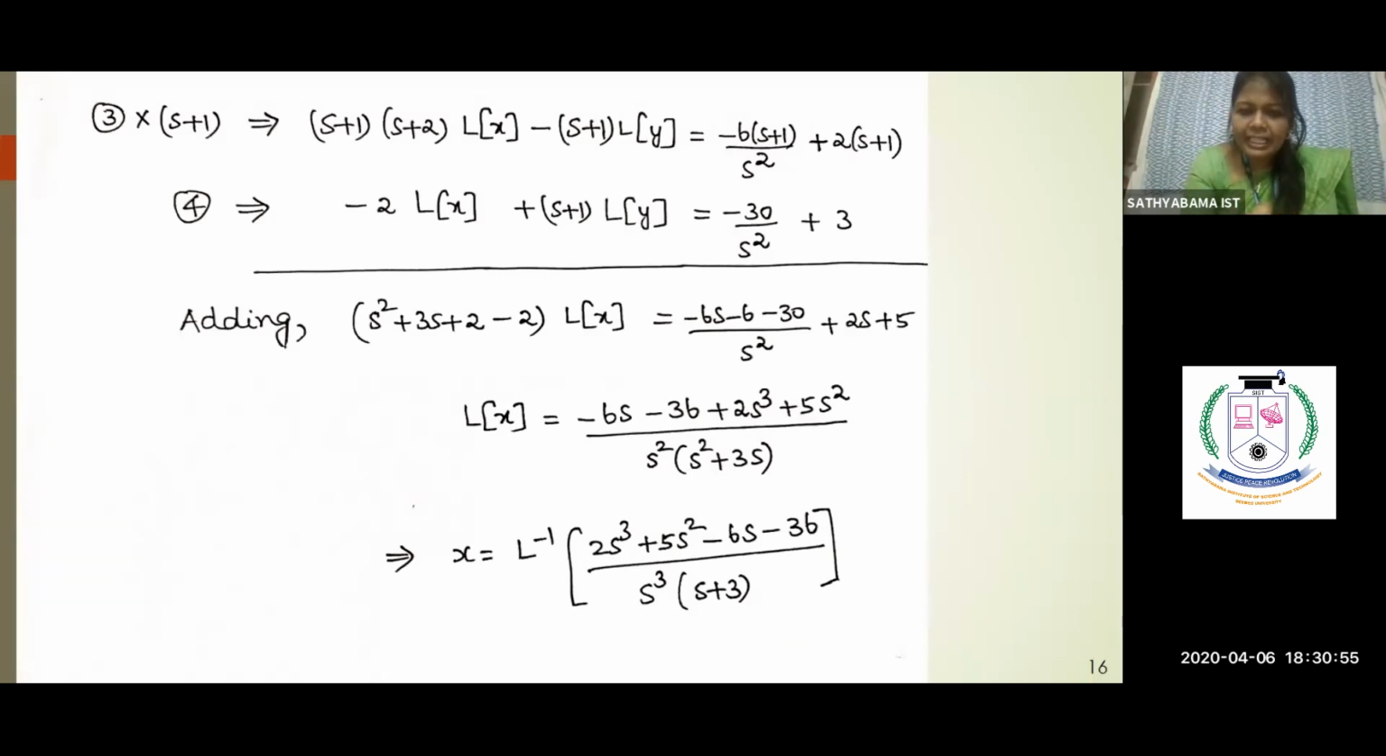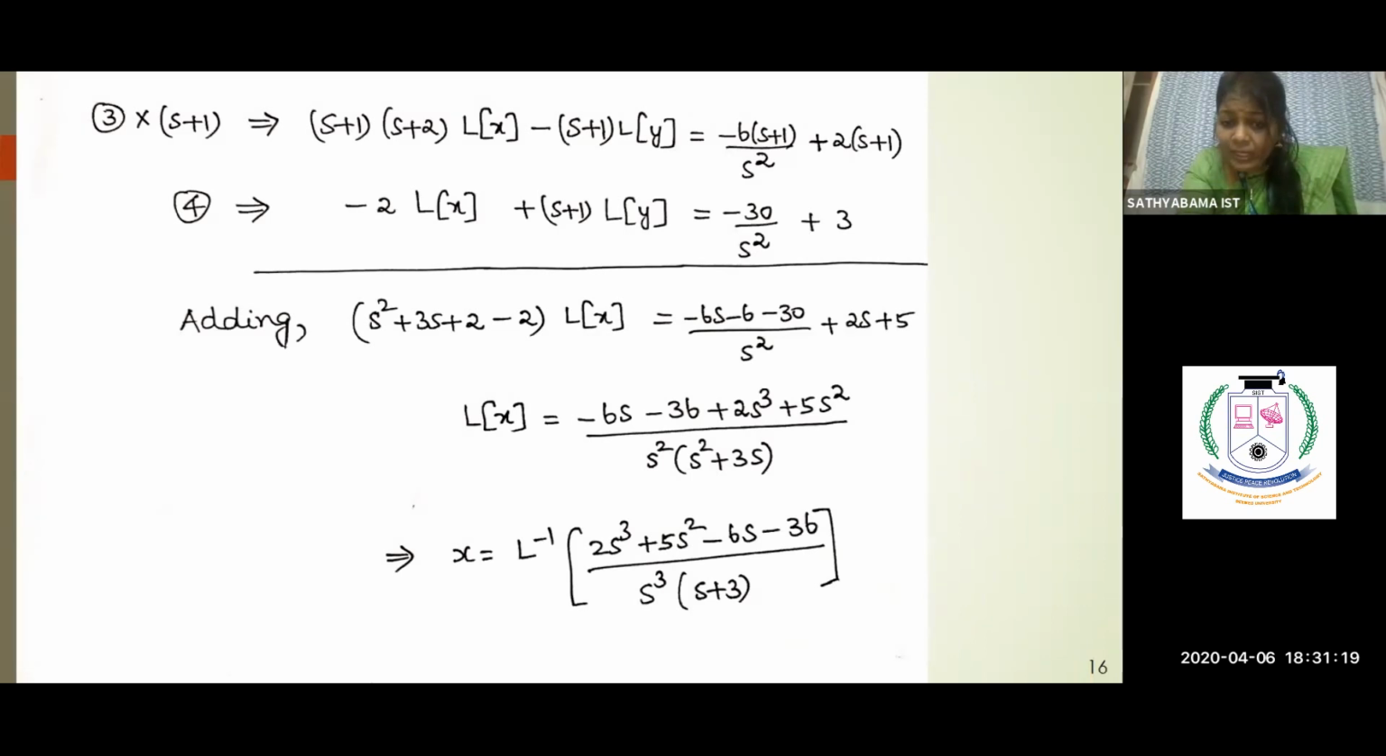So what have I done? I've taken LCM. Please look at the third step. I've taken LCM. What is the LCM? S square. So when I take LCM as s square, what will I get in the numerator? Minus 6s minus 36 plus 2s into s square plus 5 into s square, which is 2s cube plus 5s square in the numerator. The whole thing divided by s square.